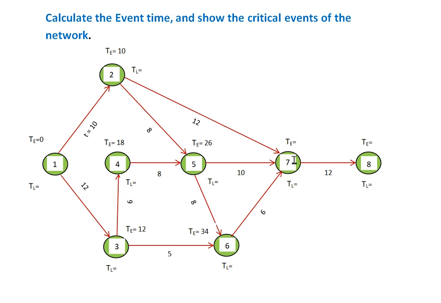And for event 7, one way will be 10 plus 12, 22. Another one will be 26 plus 10, 36. So 22, if we follow this 5 7 path, it will be 36, and if we follow the 6 7 path, this will be 34 plus 6, 40.